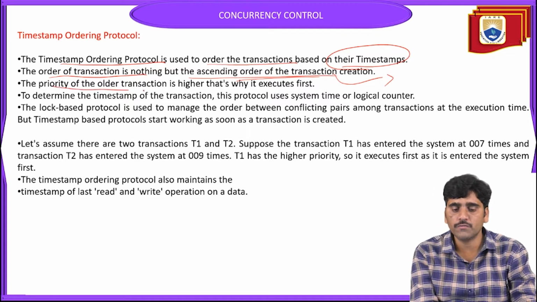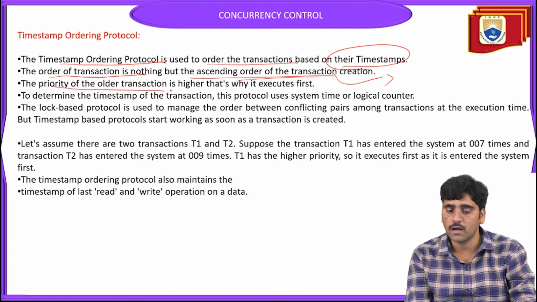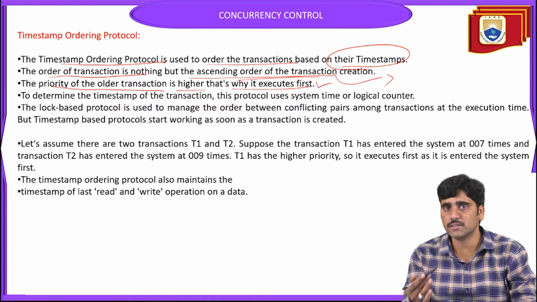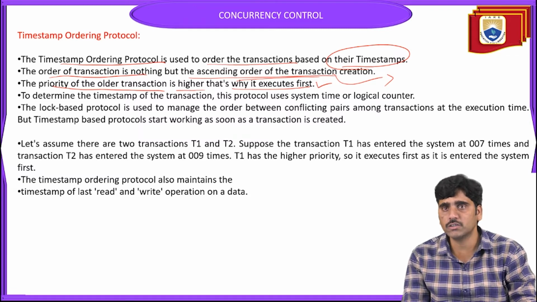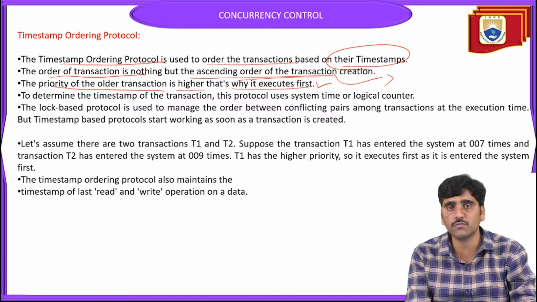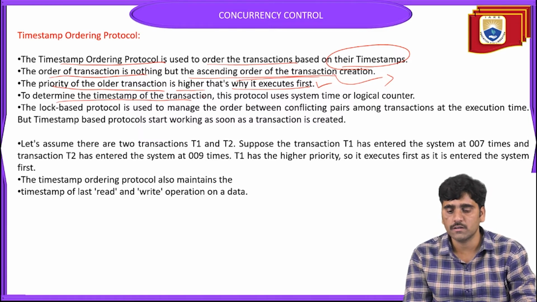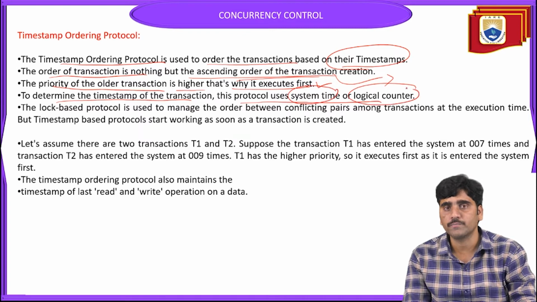So the priority of the older transaction is higher. That's why it executes first. The older transaction, whichever transaction comes first, will execute first. That's what we are saying here. And to determine the timestamp of the transaction, this protocol uses system time or a logical counter.